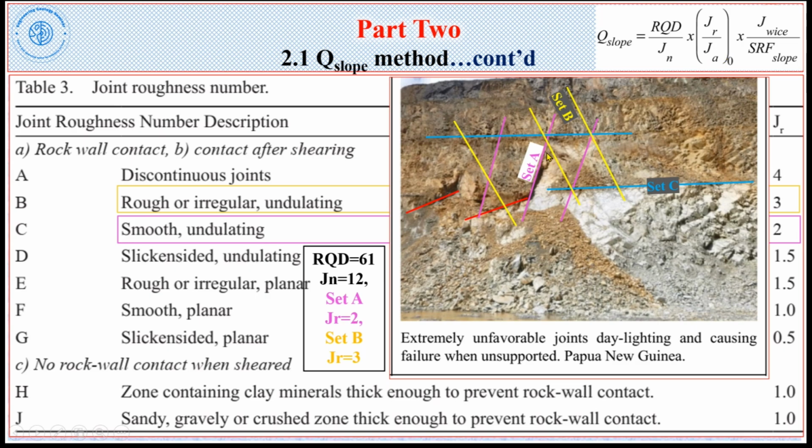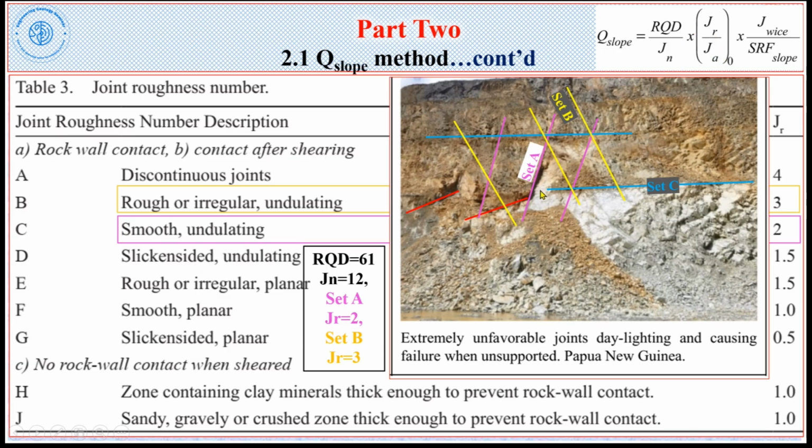For the joint alteration number also, we will determine it for set A and set B, because we consider set A as the most critical, and set B as the next most critical for instability. We have to consider at least these two, because we assumed which type of failure we expected at this slope surface. So we ignored joint set C and others because we assumed their contribution is minor.